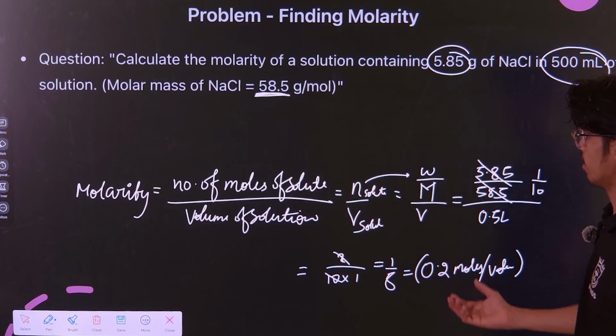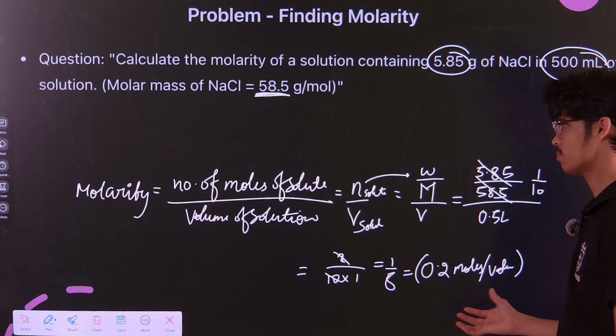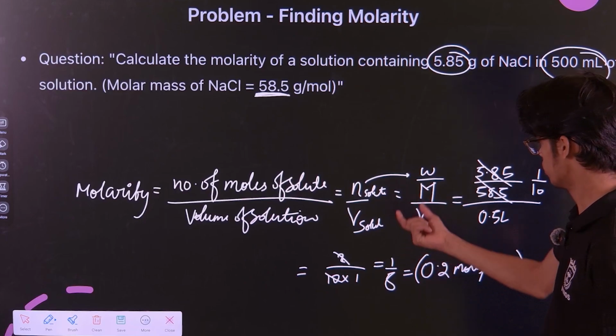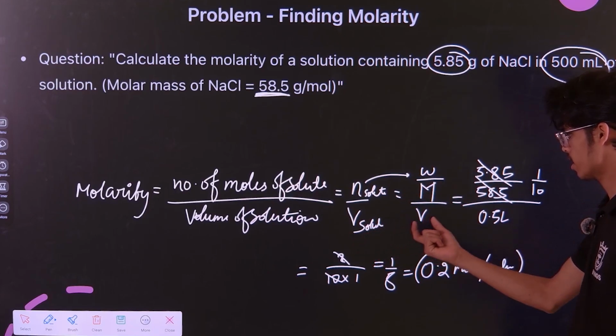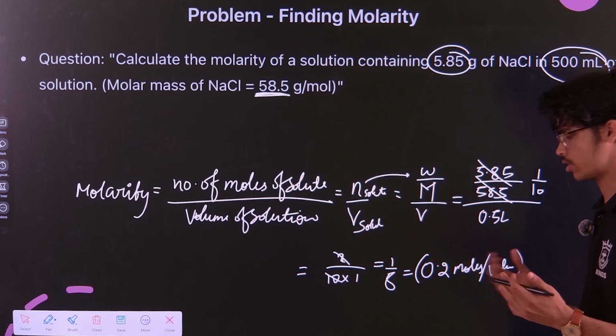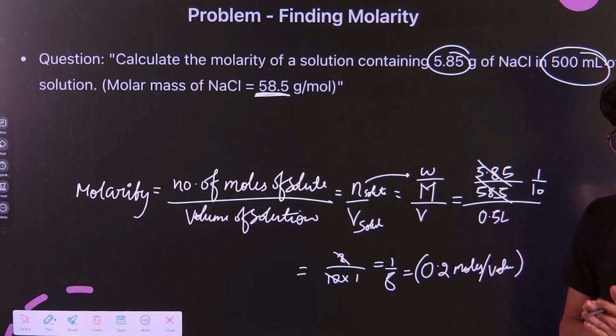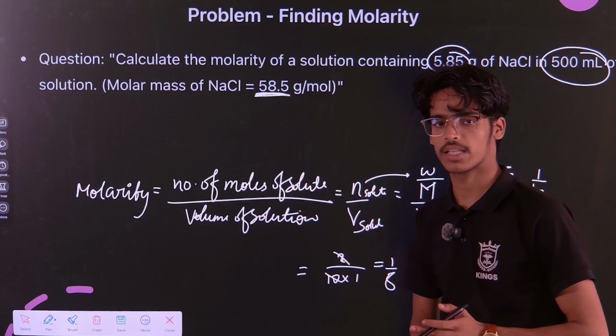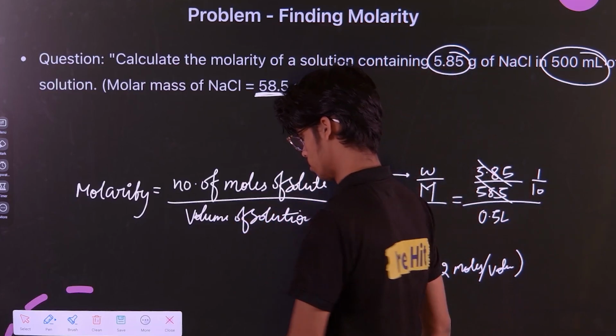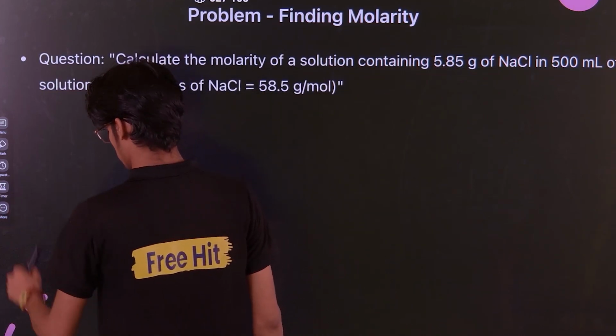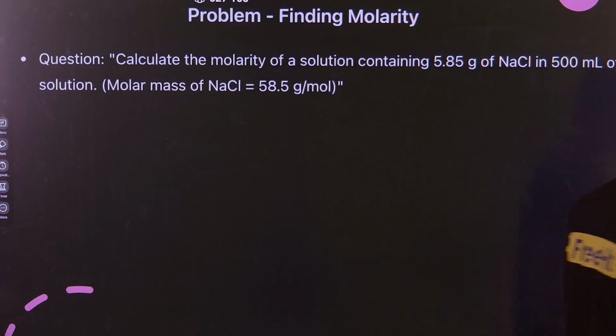I hope you are able to understand this solution. It was a simple question. Number of moles we find out, we divide by the volume of the solution. And volume of the solution we write in terms of liter. Remember, the units are moles per liter. What are the units? Moles per liter. Okay, let's go on to the next slide.